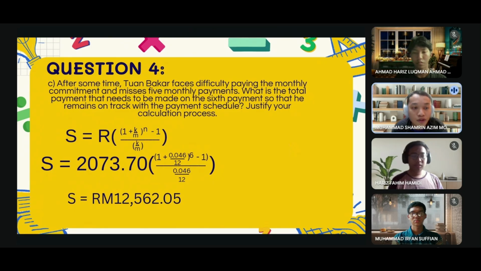So it's going to be S equals 2,073 ringgit and 70 cents times bracket, another bracket 1 plus 0.046 over 12, close bracket to the power of 6 minus 1 divided by 0.046 over 12, close the bracket, which we will get our answer, which is 12,562 ringgit and 5 cents.